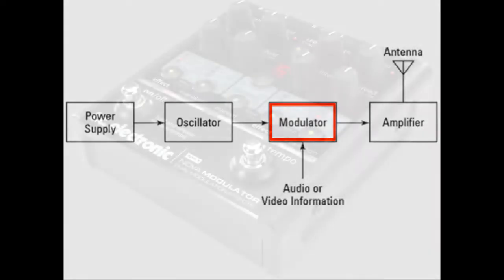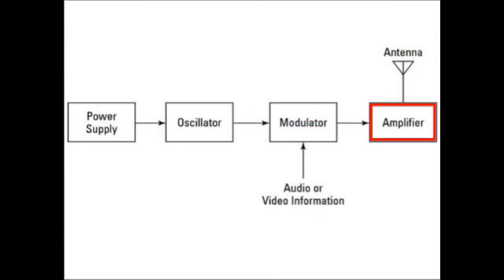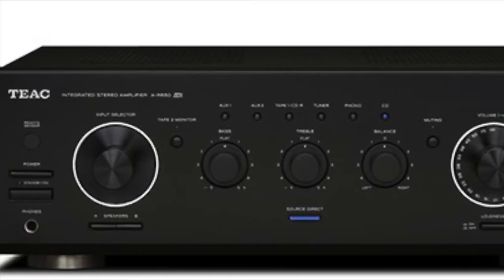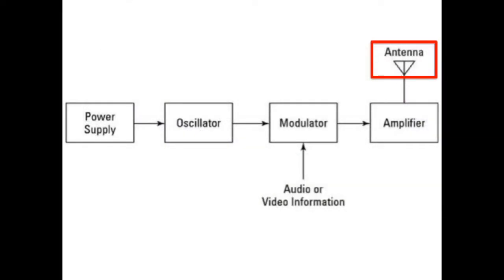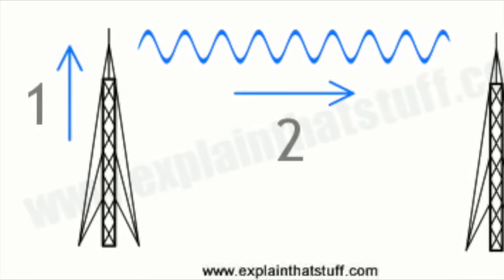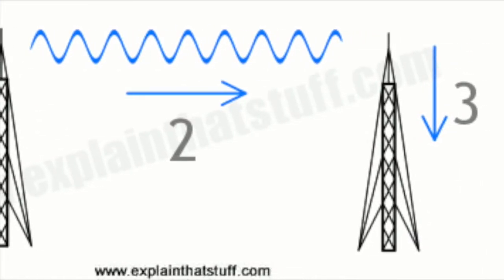The modulator adds useful information to the carrier wave. The amplifier, as its name states, amplifies the modulated carrier wave to increase its power. And finally, the antenna converts the amplified signal into radio waves. These radio waves are then captured by a receiver, which also has several elements working together.